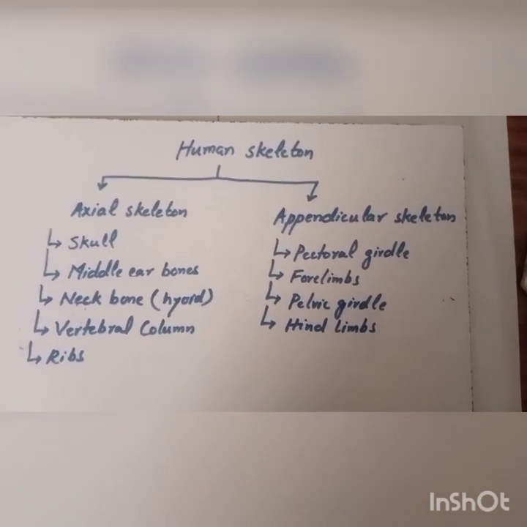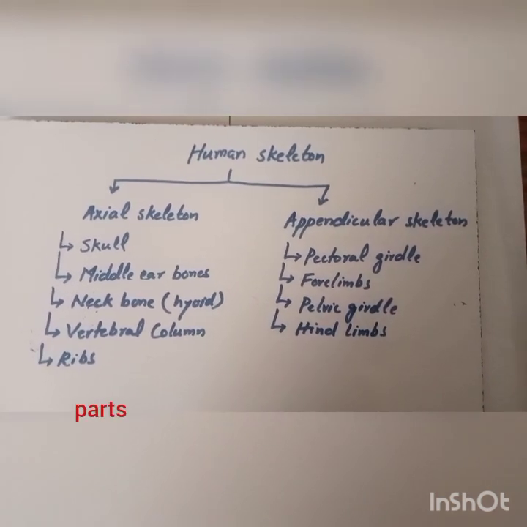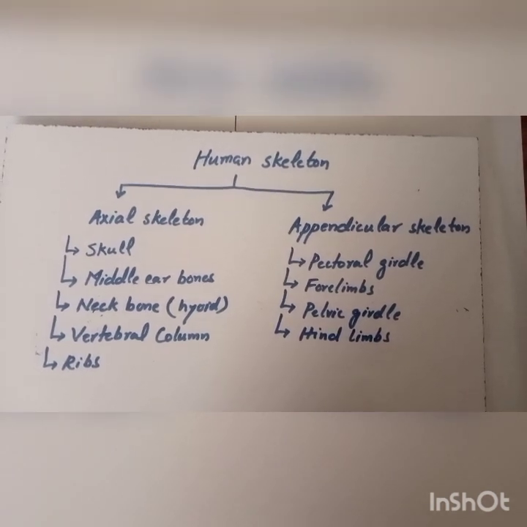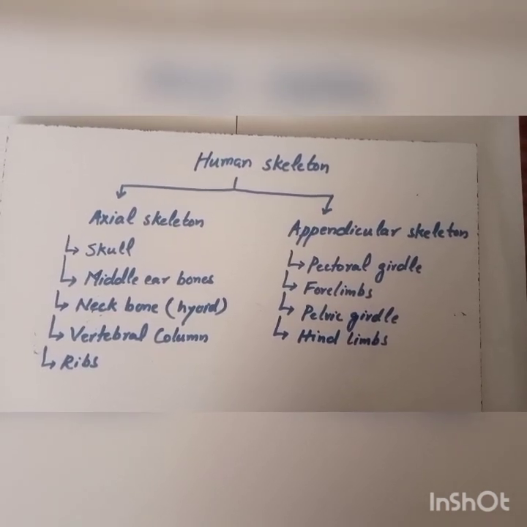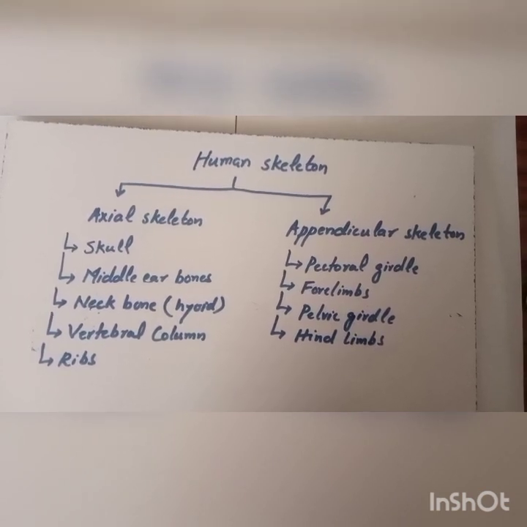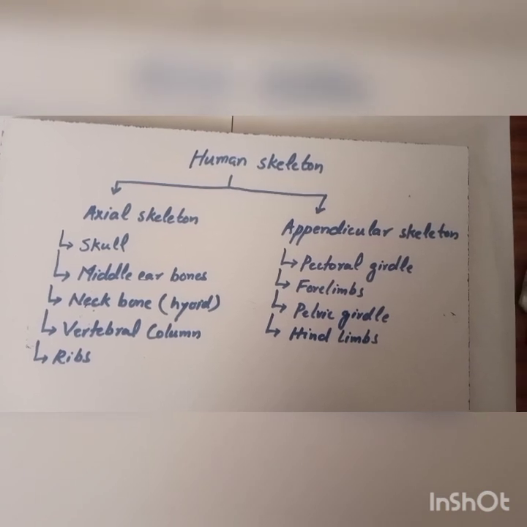Human skeleton. The human skeleton supports the human body, and by the time of birth, much of the cartilage has been transformed into 350 bones.